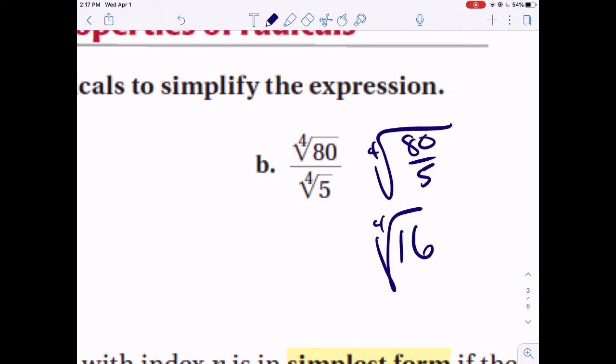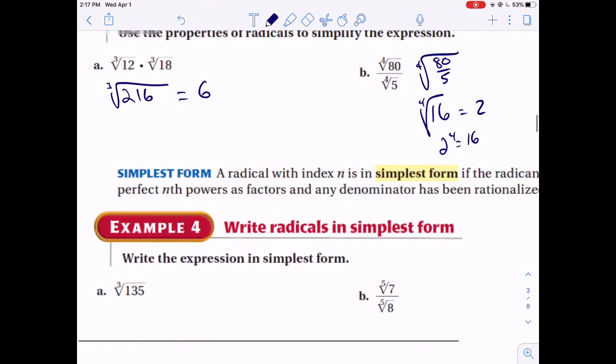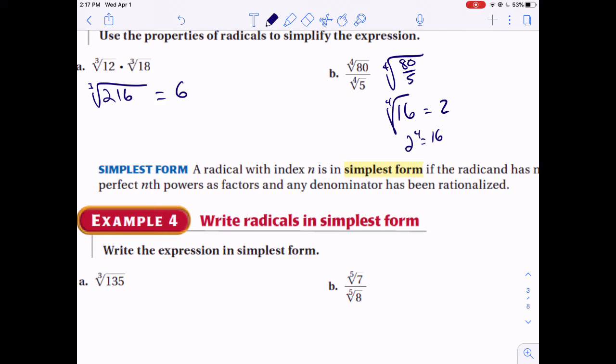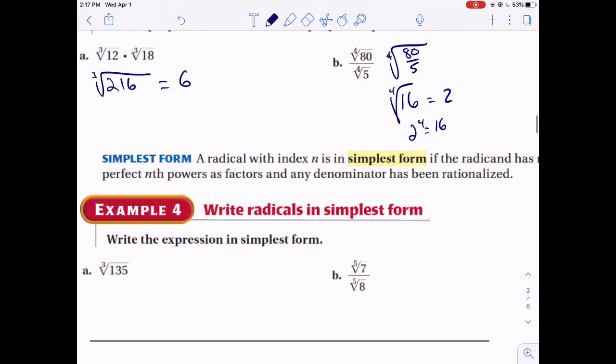And you may recall, because we've done quite a few of the base 2, that will end up being 2. So 2 to the fourth does equal 16. Again, not simple to do, not easy to see, but practice does help. And then simplifying. A radical with index n is in simplest form if the radicand has no perfect nth powers as factors, and any denominator has been totally rationalized.